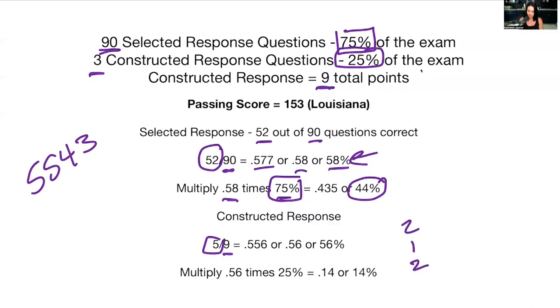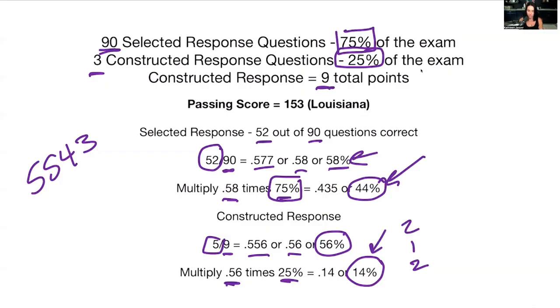All right. So 5 divided by 9 is 0.556 or 0.56 or 56%. All right. But that's not the whole test. It's only 25% of the exam. So I have to multiply 0.56 times 25% or 0.25, and I get 0.14 or 14%. Okay. So now I have the percentage that I got correct for 75% of my grade, and I got the percentage I got correct for the additional 25% of my grade.